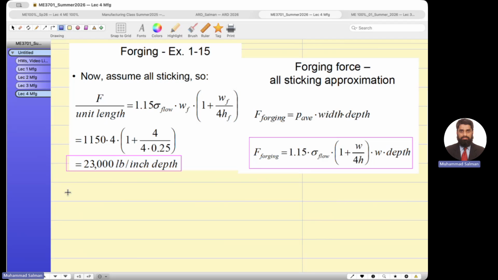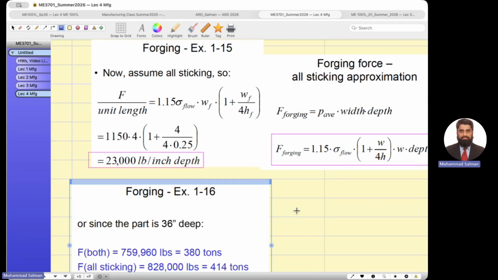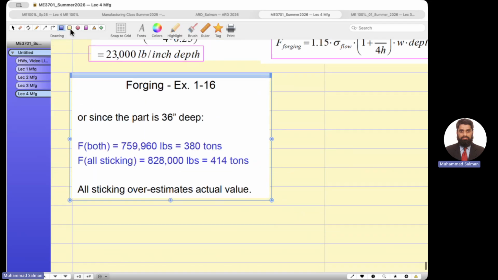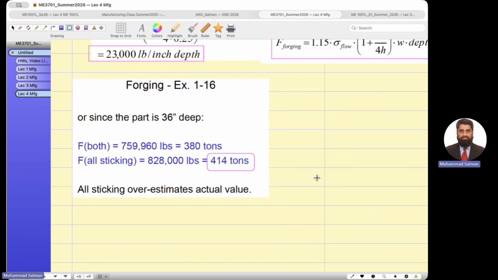How much force did you find? You look, you have to apply an extra 20 tons of force when you assume that all the forging is sticking, because you are overcoming the friction force. And when you do the transition between xk and w by 2, you reduce 20 tons of force. That's a lot of force.